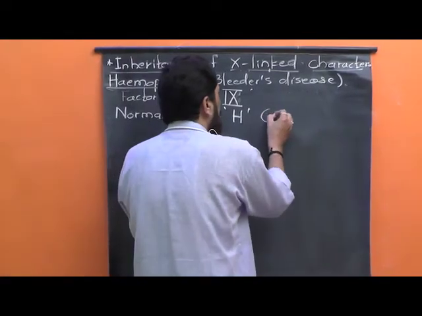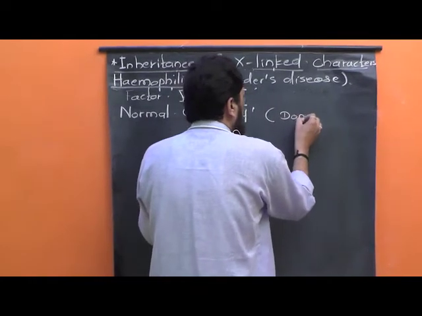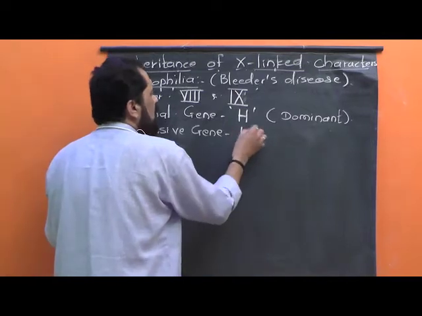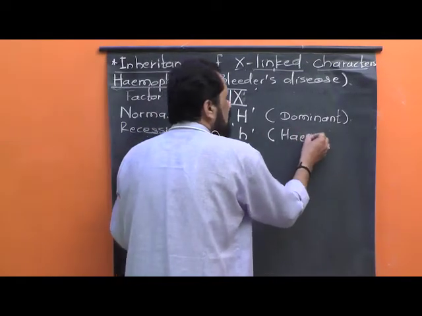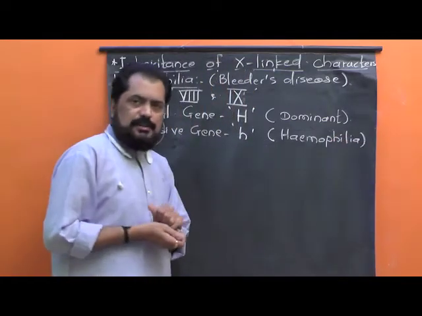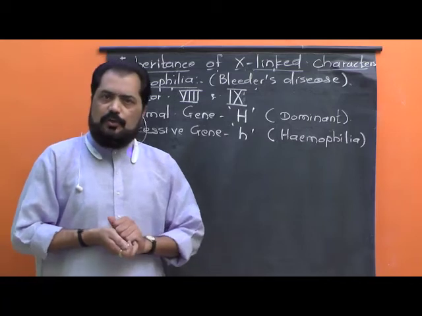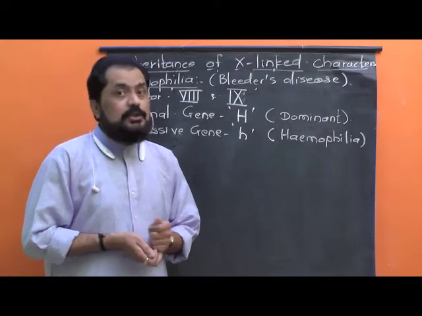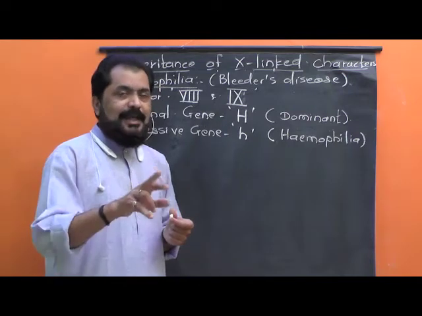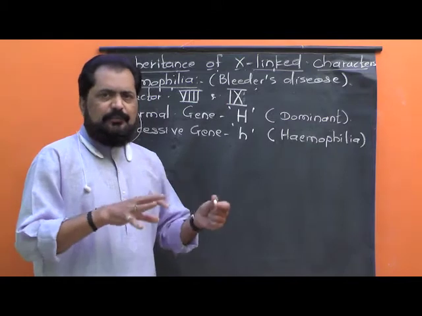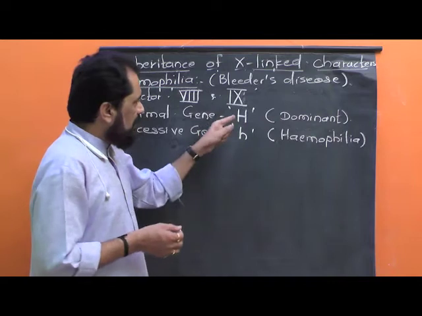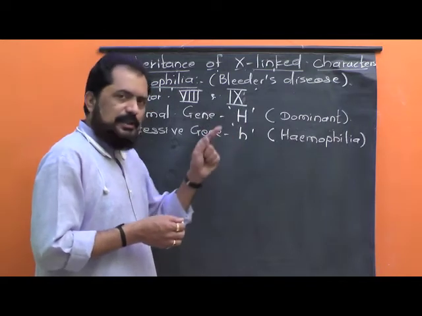It is responsible for normal blood clotting, and the recessive gene, mutant gene, small h, responsible to cause hemophilia. Now we know these are X-linked genes, so obviously they are present on the non-homologous part of X chromosome. So on the basis of absence or presence of these genes in male and female individual, different types of individuals can be identified in population. Capital H dominant, small h recessive.